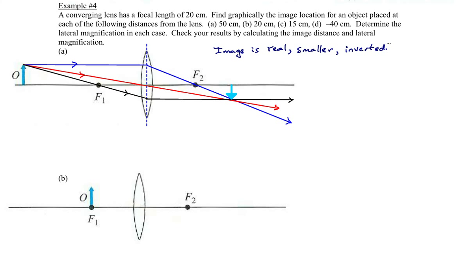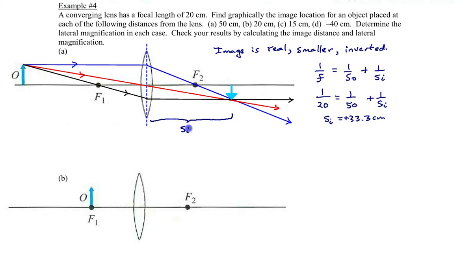Okay, so then we can go ahead and calculate the mathematics. It's the same as what we were doing before. So you can write the lens equation, and you can write in the focal length, which is 20 centimeters, and the object distance, which is 50 centimeters. And this gives you an image distance of 33 centimeters. And that means it's a positive image distance. This distance is right here shown.